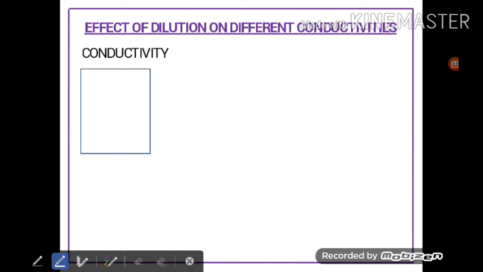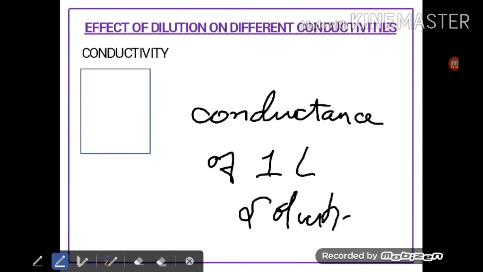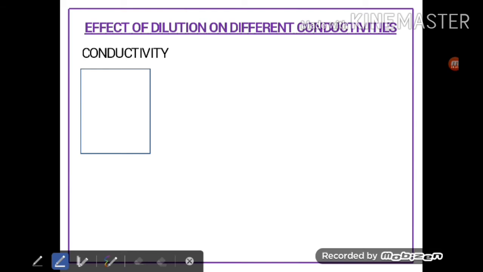In simple words, what will we say here? In simple words, conductivity is the conductance of 1 liter solution. Okay, this is the conductance of 1 liter solution.